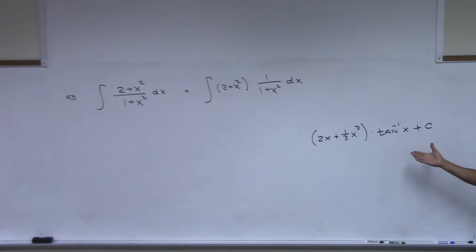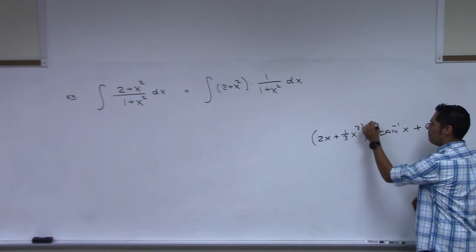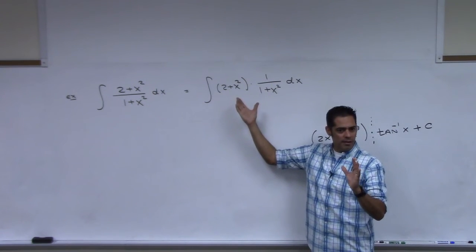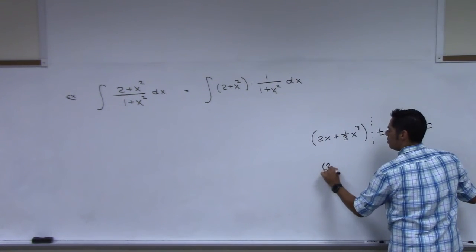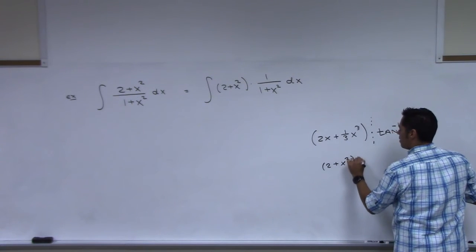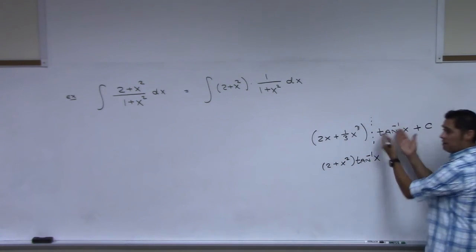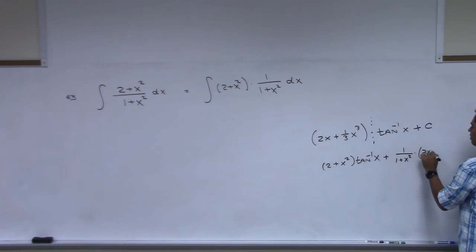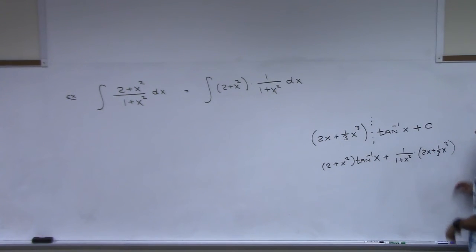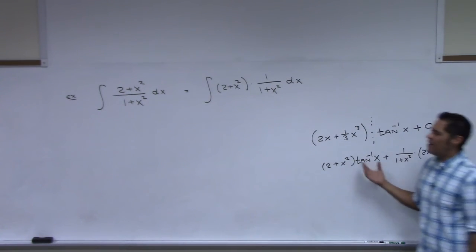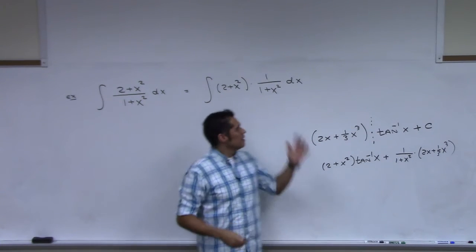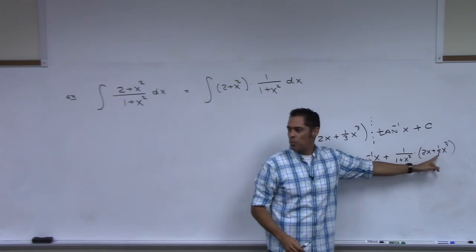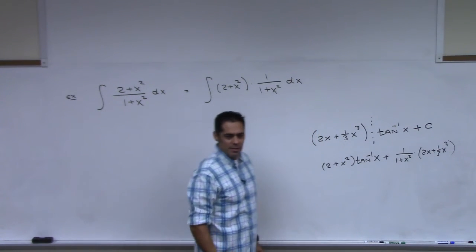Now let's check it. What's the derivative of this? Well, it's a product rule, so we have to take the derivative of this, and then times what? That would be 2 plus x squared, then times arctangent x, plus the derivative of arctangent, 1 over 1 plus x squared, times 2x plus 1/3 x cubed, and so on. This is not even close. This doesn't have any arctangents in it, and it definitely doesn't have 2x plus 1/3 x cubed either. So that's no go.